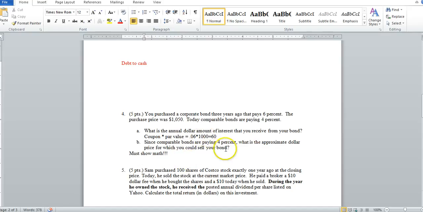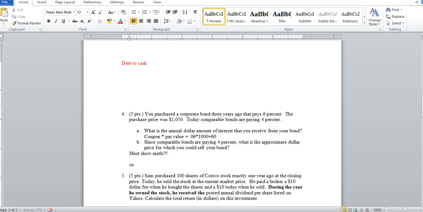Next, okay, comparable bonds are paying 4%. What is the approximate dollar price for which you could sell your bond? So if you had to sell your bond today, you would expect to sell it for a price that's higher because people are going to be willing to pay a premium for your bond that pays 6% over new bonds that pay 4%. So remember, the equation, current price equals the coupon payment of your bond divided by the current rate.